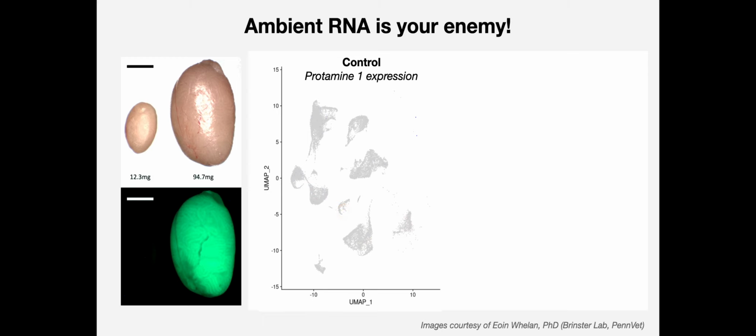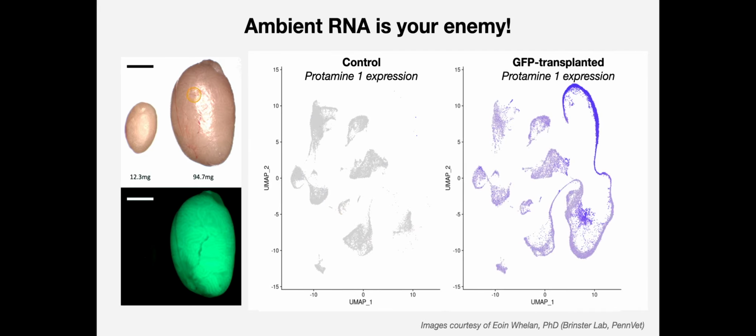However, and this is where the ambient RNA becomes a critical aspect, when you look at the single cell data from the transplanted tissue and ask where protamine 1 is expressed, it should only be expressed in spermatids. And indeed, we see a large population of spermatids here that were not in the control samples. That's great. But the concerning thing is we now see expression of protamine 1 leaking into all of these other cells, and we know that's not real expression. It's not present in the cells from tissues that did not receive the transplant.